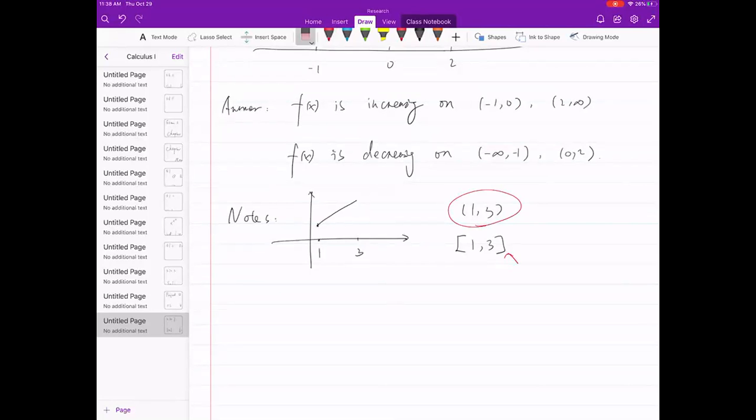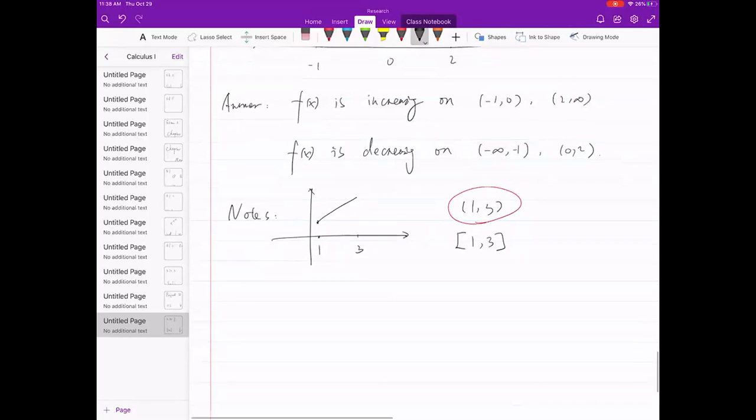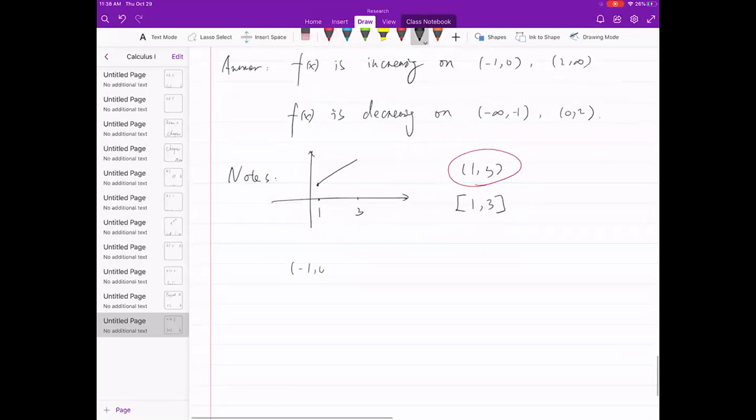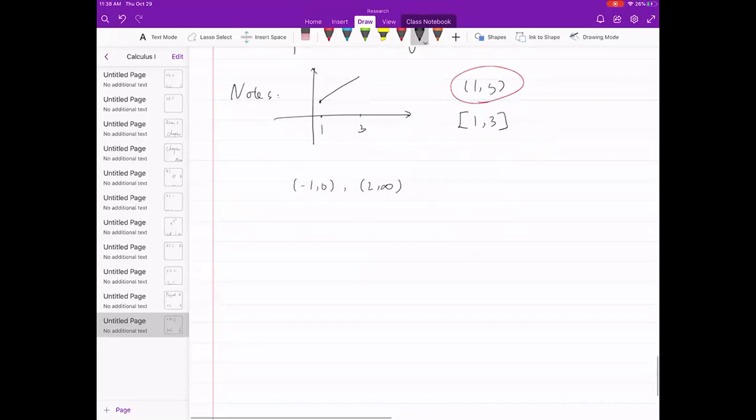Okay, that's number one. Number two, I wrote like this. People will argue, why don't you write like this? See the point? Which one is more reasonable?